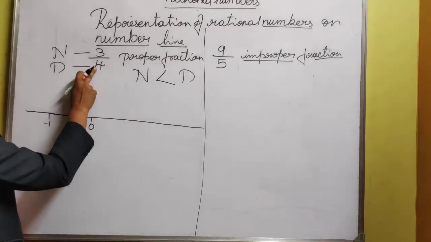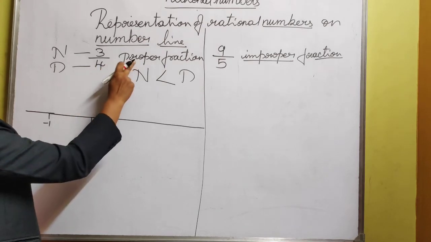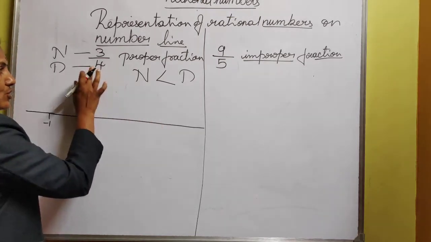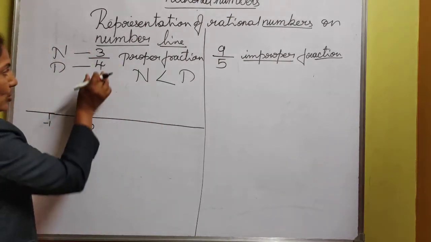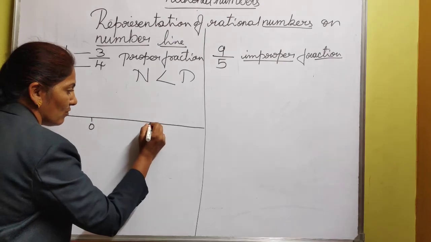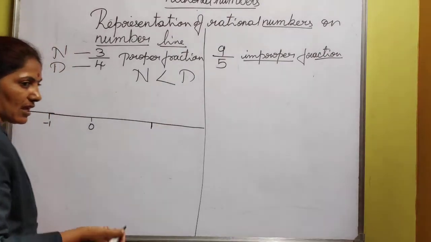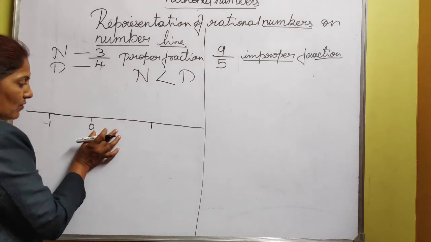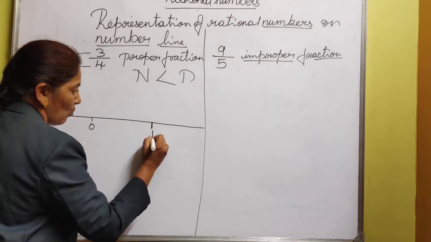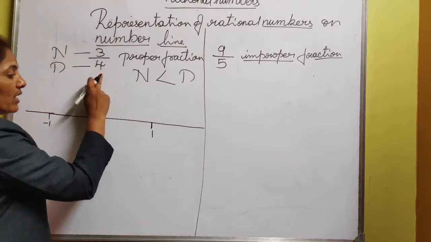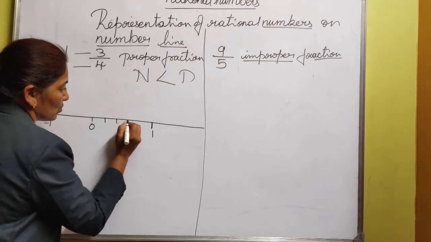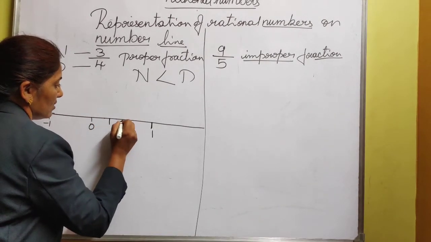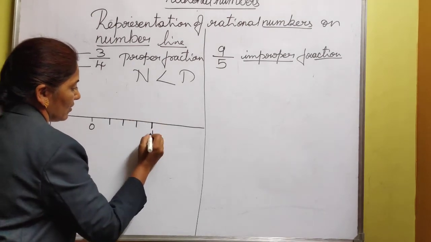You can observe here in the denominator we find, though it is a proper fraction, we are supposed to divide from 0 to 1 into 4 equal parts. I am going to divide as usual. What we use, the centimeter scale, we are having 10 divisions. Instead of that, from 0 to 1, I am going to divide into 4 equal parts. That is 1, 2, 3 and 4.